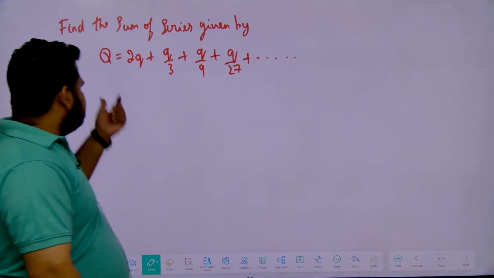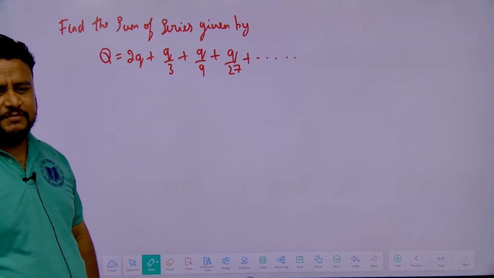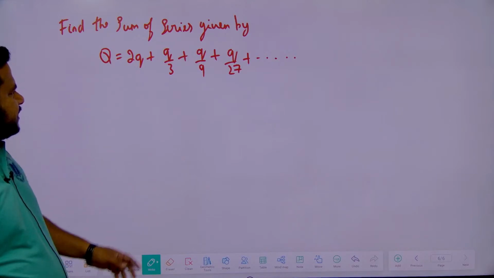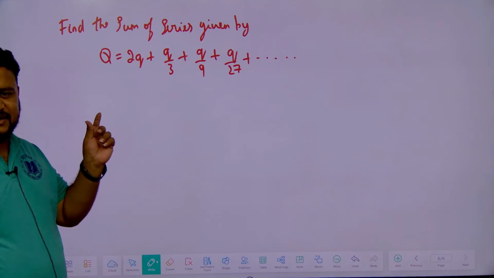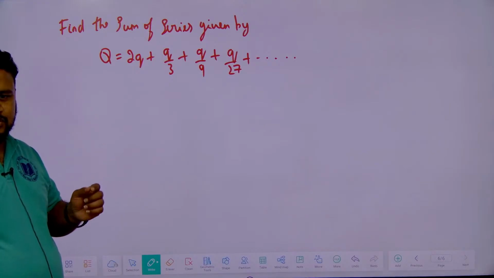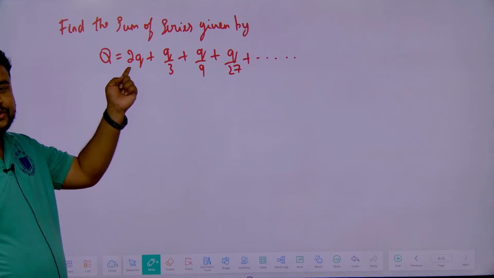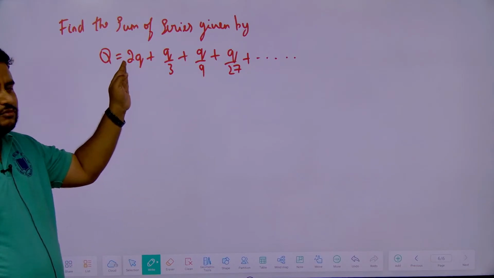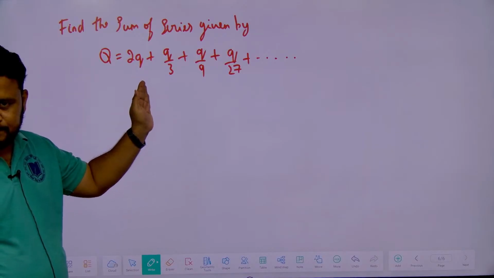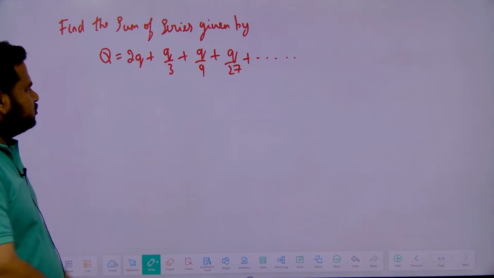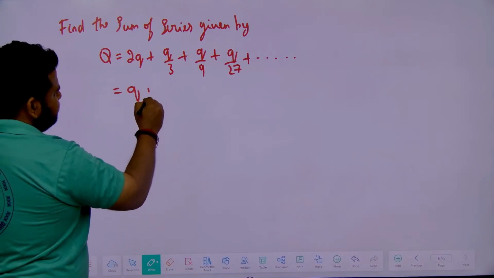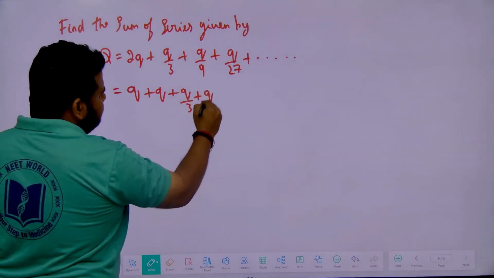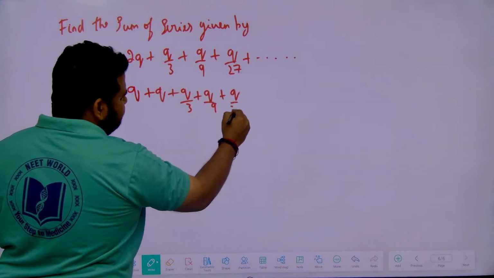So they have given Q. Q can be some charge. So infinite number of charge they have given. So how to find out the exact value? For this what we can do? A will always start with a single value. That is, A means it can be 2, 3, something like that. But here we are having 2Q, and there is no 2Q in the series after. So this 2Q, I can write as Q plus Q. So this first thing I will do is write Q plus Q. This will become Q by 3 plus Q by 9 plus Q by 27.